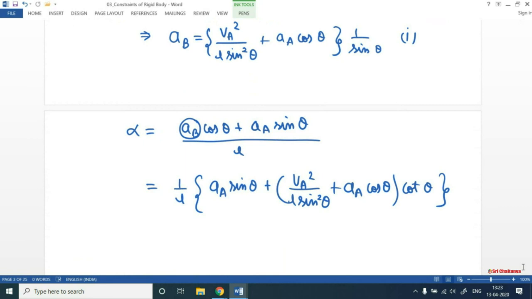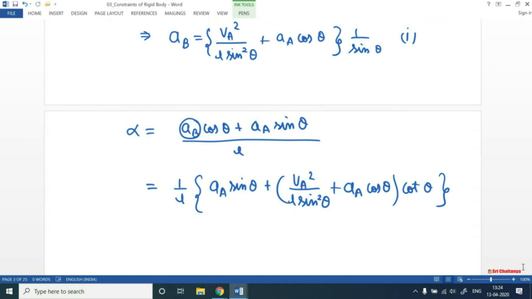Let me state again that whenever we are finding out the angular velocity or angular acceleration of a rigid body, we do not need to mention about which axis we are finding it, because those physical quantities, angular velocity and angular acceleration, will be the same about any axis passing through the rigid body.